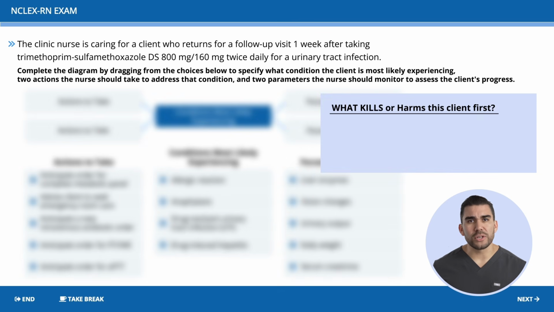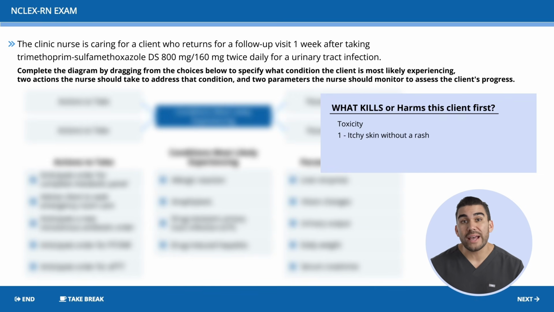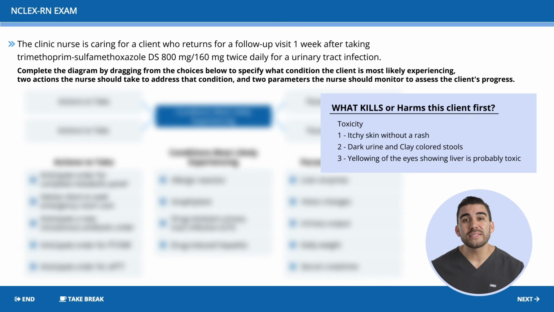Okay, now for the solution. Before looking at the answer options, base everything on data. Simply think what kills or harms the client first. So as mentioned before, we have to think toxicity. As the question stated, number 1, itchy skin without a rash. Number 2 is dark urine and clay-colored stools. And the last one here is the yellowing of the eyes, showing the liver is probably toxic.